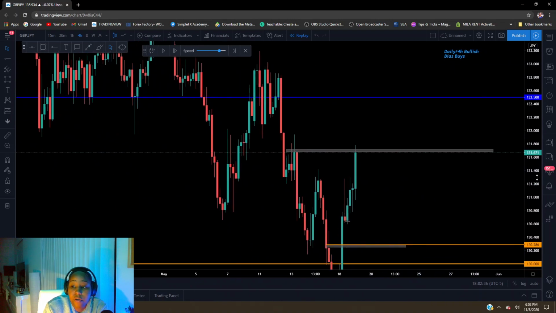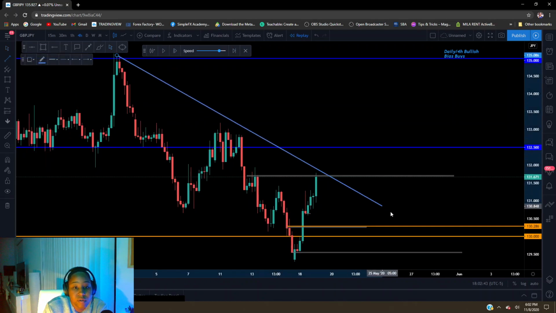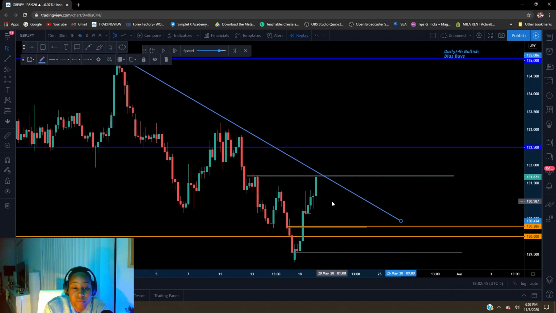But if we look at the market overall, guys, always look at overall. If I use my trend line here, we're still in a downtrend. We're still in a downtrend. We've retested this high here. Can we retest this high? Possibly, but not so much without breaking the trend line.